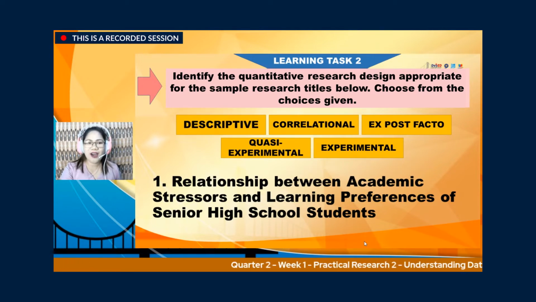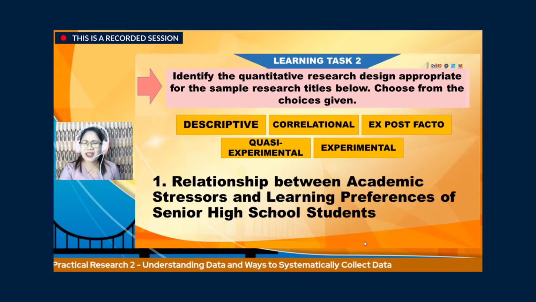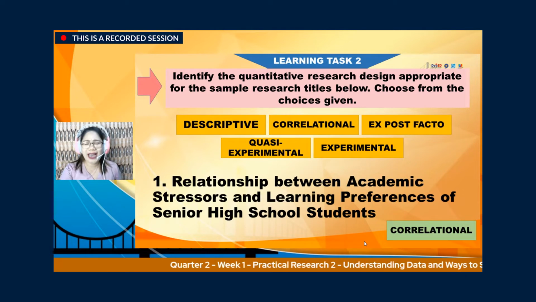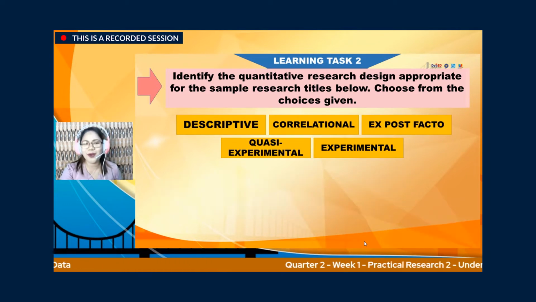So, ready na kayo? Number 1, relationship between academic stressors and learning preferences of senior high school students. Alin kaya sa mga ito ang appropriate na research design? I believe marami kayong idea dyan dahil napakagagaling yung mga researchers. Okay, let's check. It's correlational. Yan. Hanapin natin yung clue. There is the word relationship. Yan. So pag sinabi natin, di ba, relationship between two variables, we mean here correlational research design.